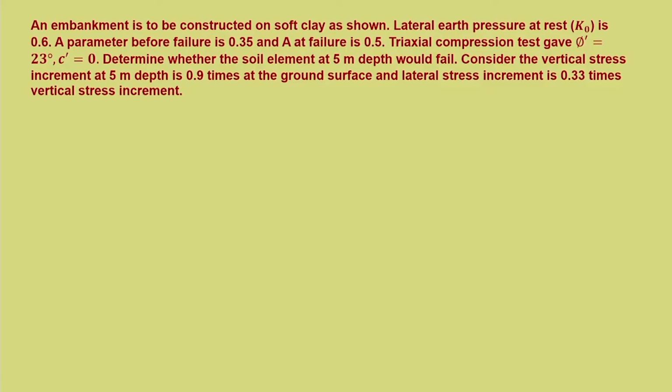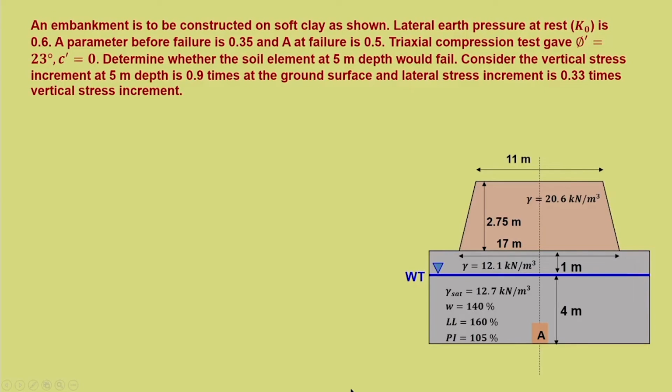Okay, so the next question is, an embankment is to be constructed on soft clay as shown. So, this is the embankment. The top width is 11 meter, bottom width is 17 meter, the height is 2.75 meter, and the bulk unit weight of the material is 20.6 kilonewton per meter cube. And this is the soft clay below with the given properties.